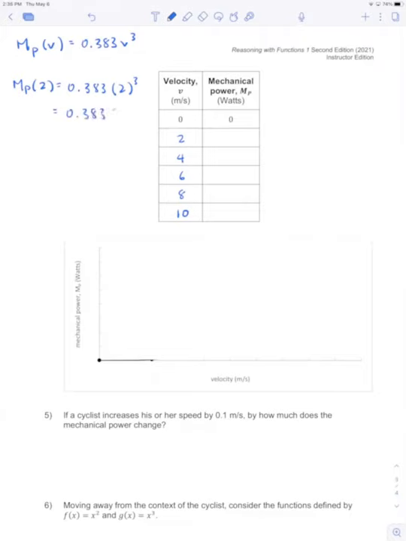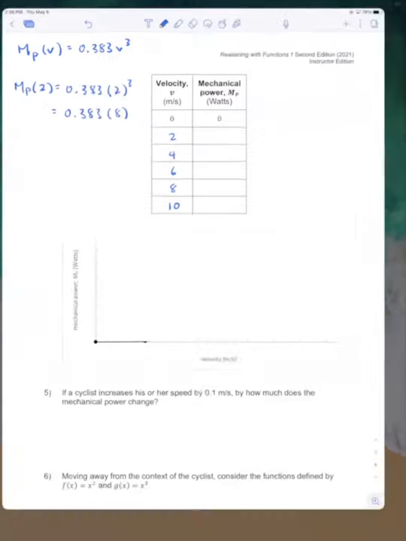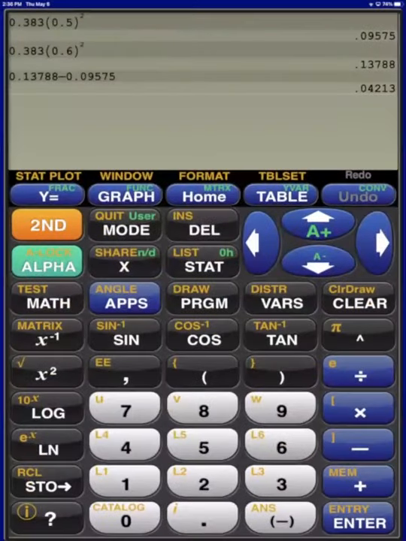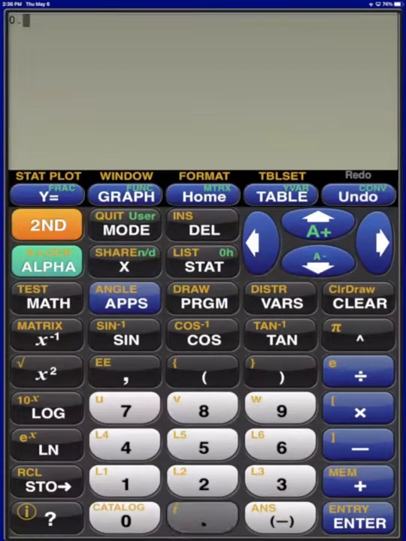0.383. 2 cubed is 8. And I'm going to go to my calculator and plug this in. I'm going to clear that out. We get 0.383 times, I'm going to write 2 cubed in here, raised to the third power. And I get about 3.064.